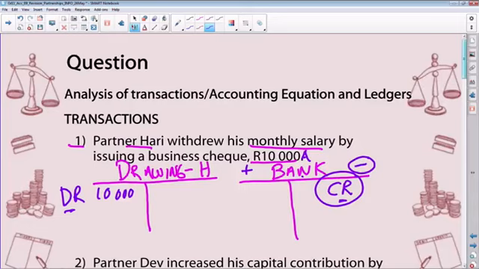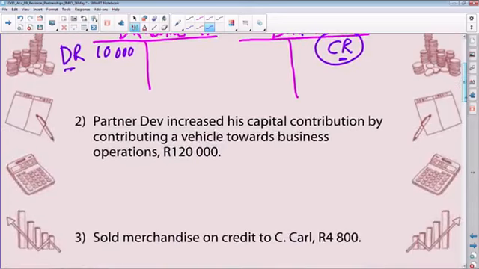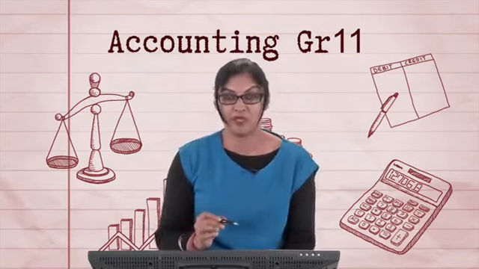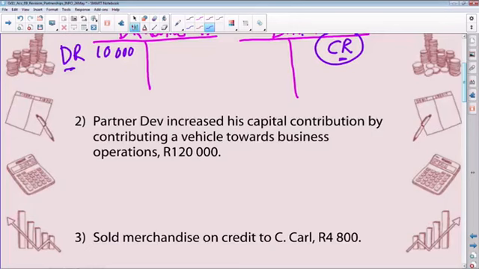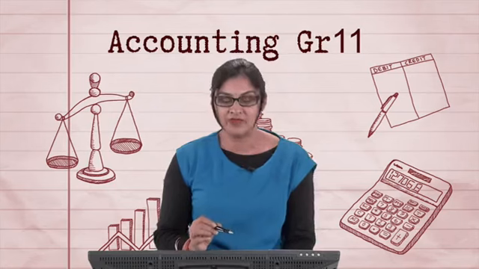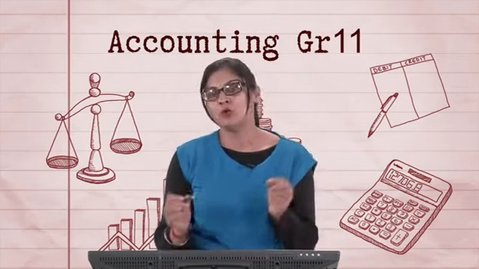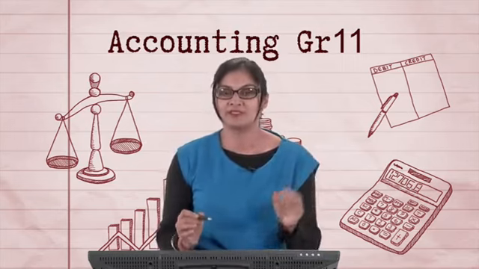Okay, our second transaction, I'm going to read out the transaction and then I'm going to give you guys a minute to identify the two accounts affected. Okay, so work with me, please. The second transaction involves partner Dev increased his capital contribution by contributing a vehicle towards the business operations. And the worth of the vehicle is 120,000. Okay, so I'm going to give you guys a minute and I want you to identify the two accounts affected by this transaction, as well as which account will get debited, which account in the general ledger will get credited. So your minute, your time starts now.